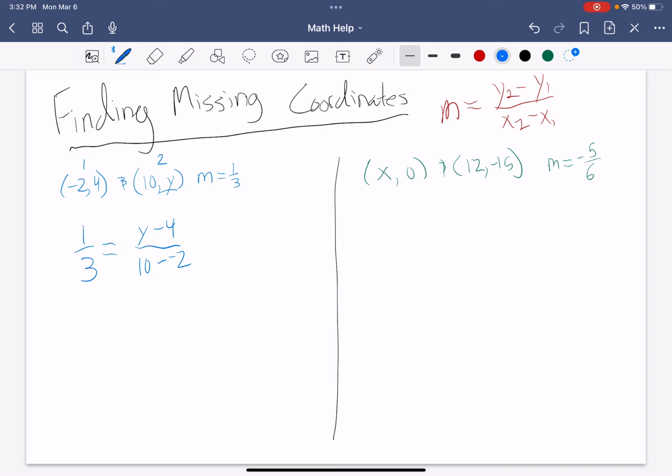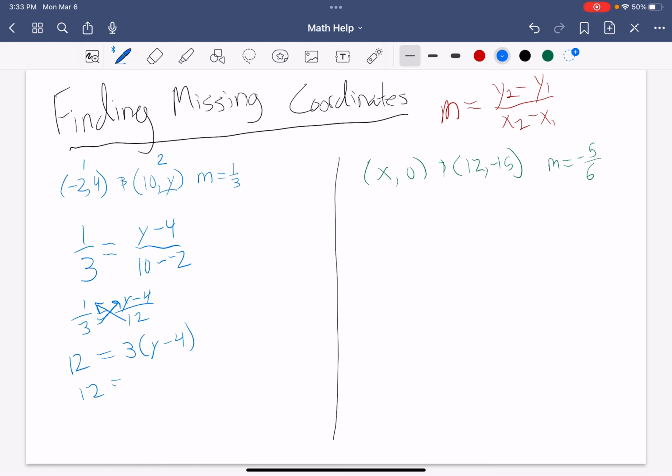Now that we've done that, we want to work on condensing it and simplifying it a little bit. So I'll have 1/3 is equal to y minus 4 over 10 plus 2, which is just 12. So we can just make that 12. All right. Now at this point, I want to use cross multiplication to be able to get rid of this denominator and get rid of the fractions. So I'm going to have 12 is equal to 3 times the quantity y minus 4. And now I'm going to distribute.